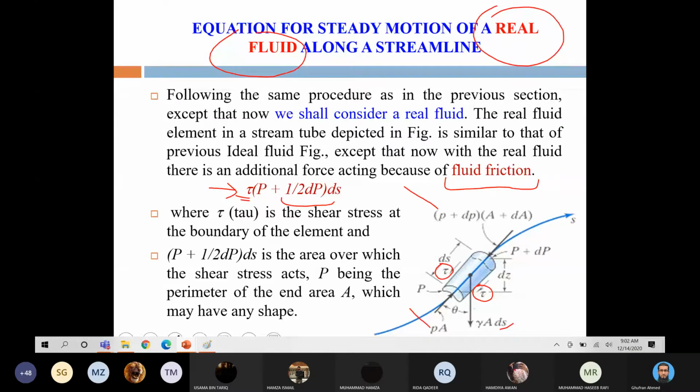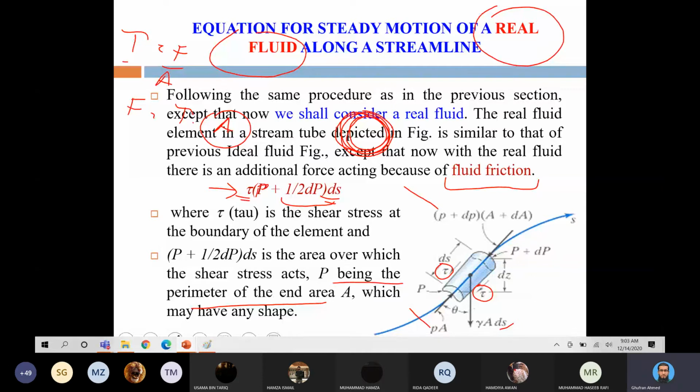Okay, not pressure, this is basically area. Tau is equal to force per unit area, and this force is equal to tau times area. This is shear stress. So what is the area here? Because now the shear stress is acting on the circumference. Shear stress acts on the pipe walls, on the pipe boundaries, on the wall boundaries. So we need to consider its circumference area, perimeter times ds. The P is the perimeter, okay? P being the perimeter of the end area A.